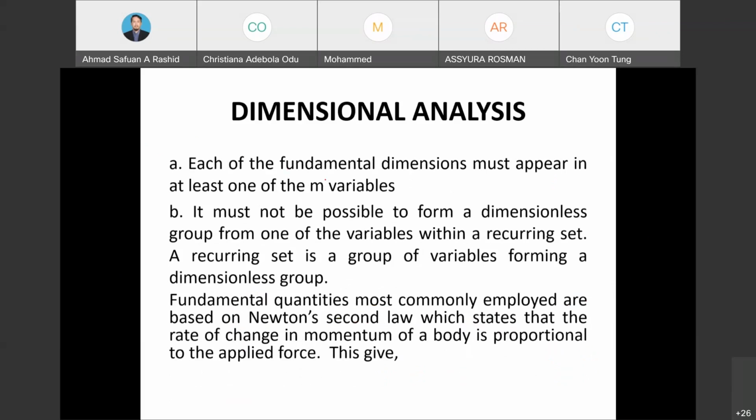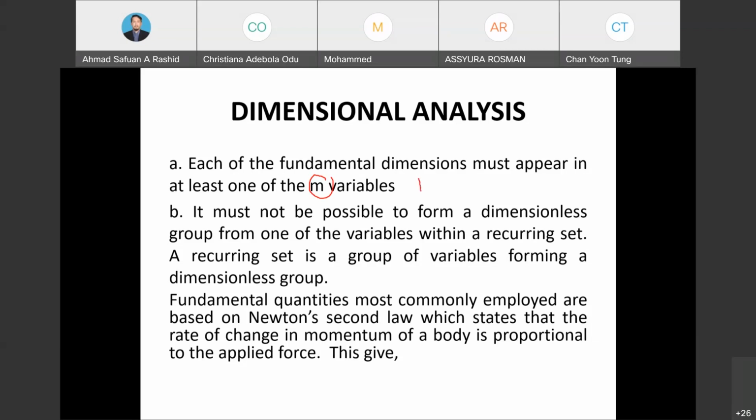So for the m, for the fundamental dimension, we should count it as one. For example, if we have four parameters, each parameter contains several fundamental dimensions, so we count it as one.